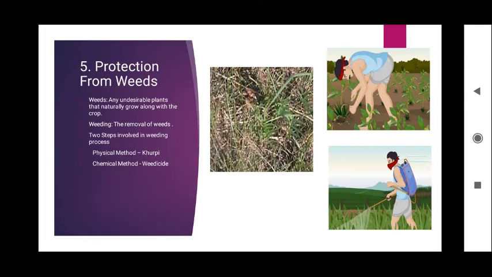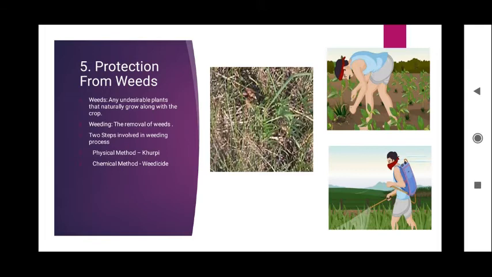The second method, as we said, is by using chemicals. The chemicals used for removing weeds are called weedicides. For example, 2,4-D, and this 2,4-D is an abbreviation for one chemical compound called 2,4-dichlorophenoxyacetic acid. These weedicides are sprayed in the fields to kill weeds. They do not damage the crops. These weedicides are diluted with water and sprayed in the field with the help of a sprayer.